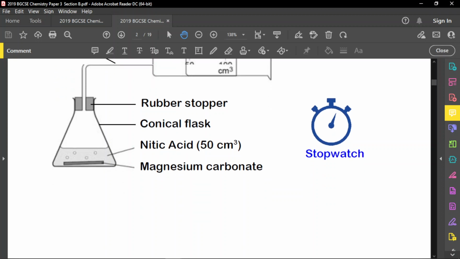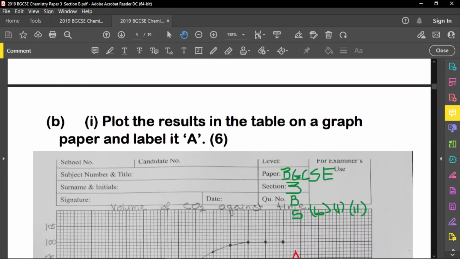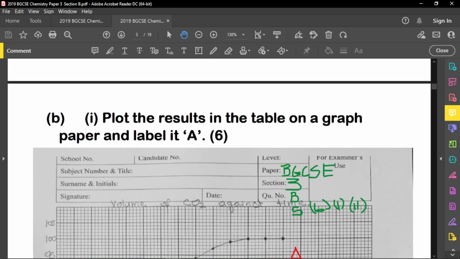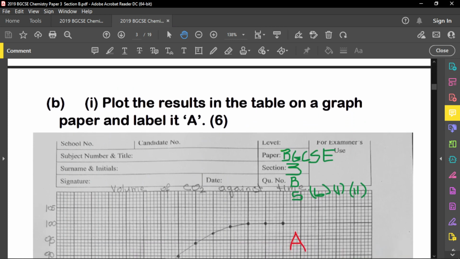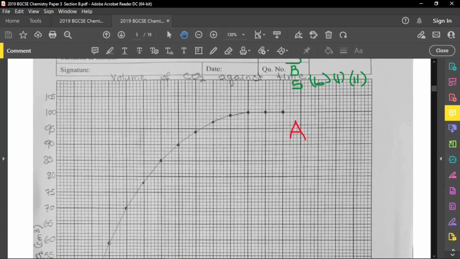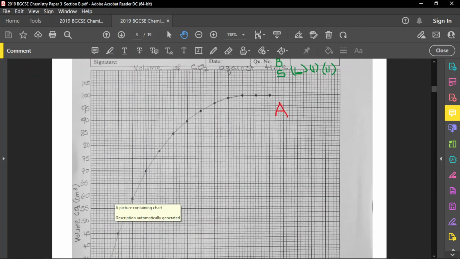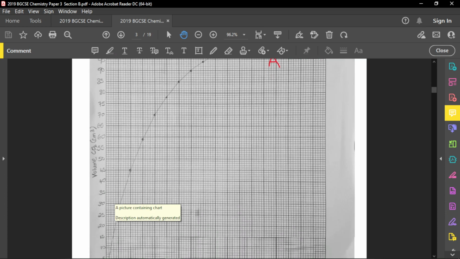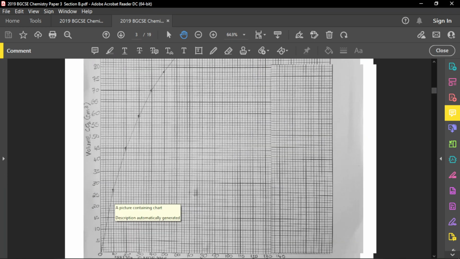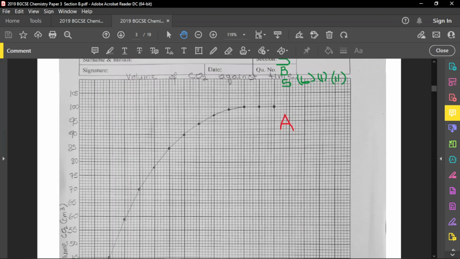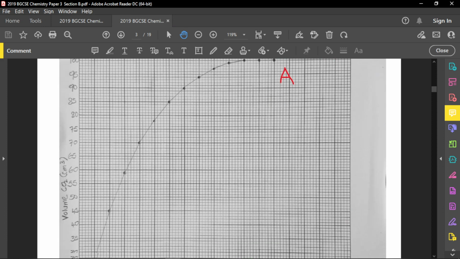All right, so let me work through this. Now, plot the results in the table on the graph paper and label it A. And so here, I've pre-drawn this real quick to save some time. Your graph will be shaped like this, increasing going there. And then what I want to point out is that the last 3 points are the same. So the graph will plateau from here to here. Okay, so there's a plateau of the graph right there. All right, so that would be the graph.